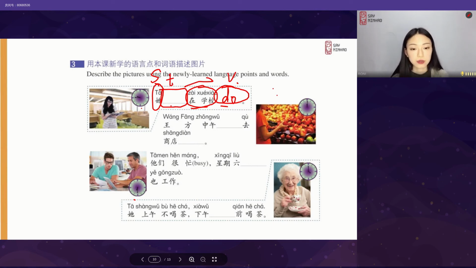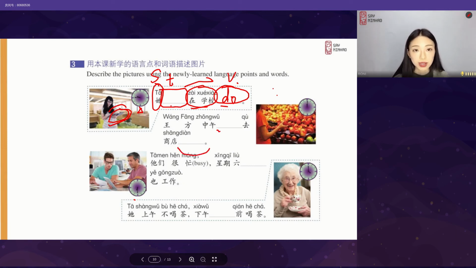So now let's try to fill in the blanks. So first, the time is 9:45, right? So 他9:45在学校看书. She's reading books. 9:45在学校看书.